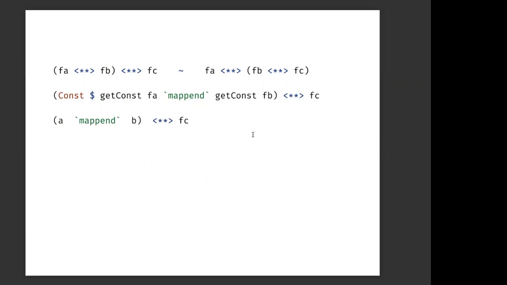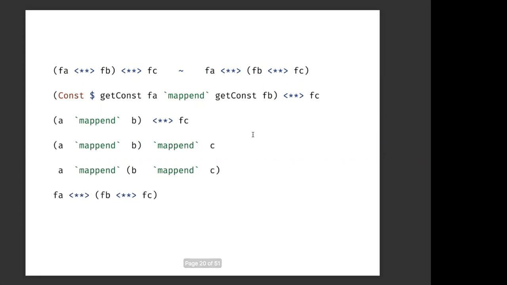We do the same thing with the F C part. So we have A and B and C, and then reassociate this. We can do this safely because we know one of the laws for monoid is associativity. And then we just do it all the way, you reverse what we just did, and you end up with what you have on the right side.